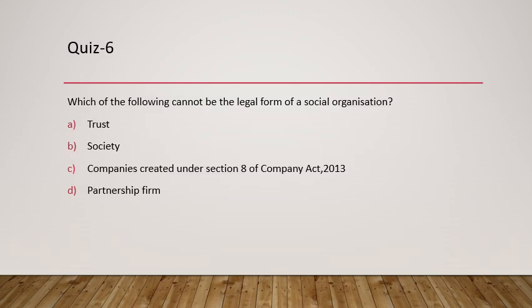Now we move on to again one information based question, which is slightly tricky, which is: which of the following cannot be the legal form of a social organization in Indian setup. So in Indian setup, if you are creating a social organization in a legal structure, you can make it like a trust, you can make it like a society, a company created under Section 8 of Companies Act, but you cannot have it in partnership form structure. So the answer is D.